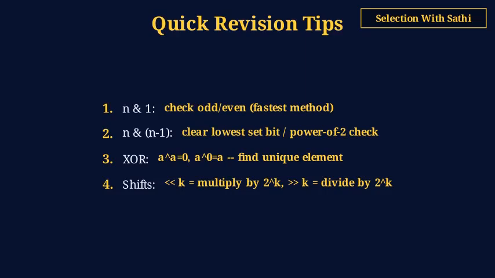Third, left shift by k multiplies by 2 to the k, right shift by k divides by 2 to the k, faster than arithmetic operators. Fourth, in GATE bitwise operation questions, trace each bit position independently. Do not convert to decimal midway.